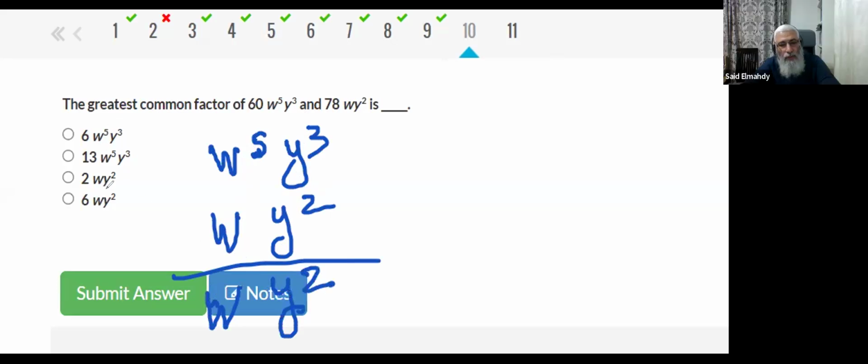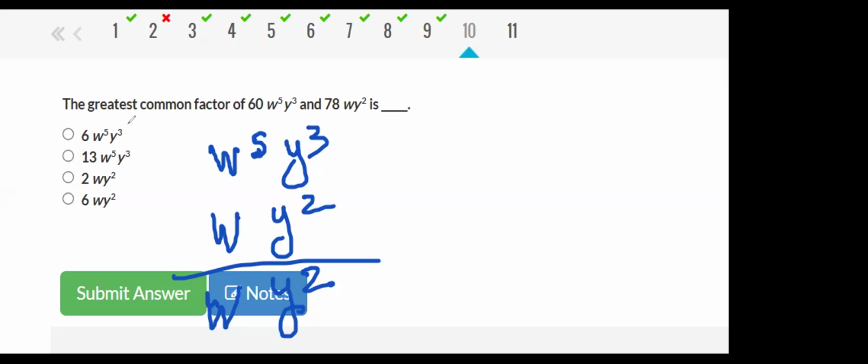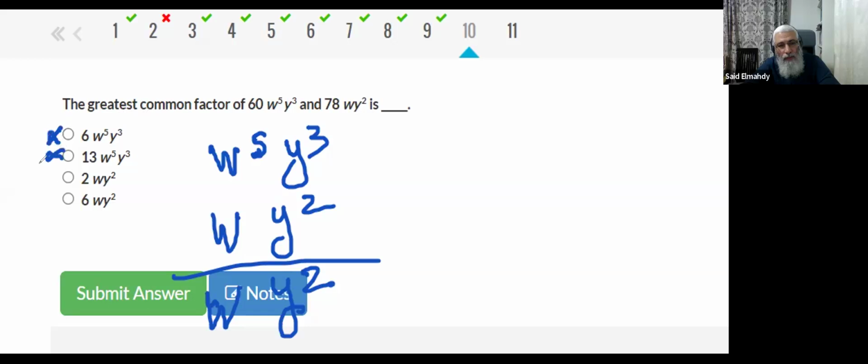So where is this in the choices? The third one is not correct, the fourth one is correct. So third one and fourth one: w y power 2. We need to see what is common between 60 and 78.